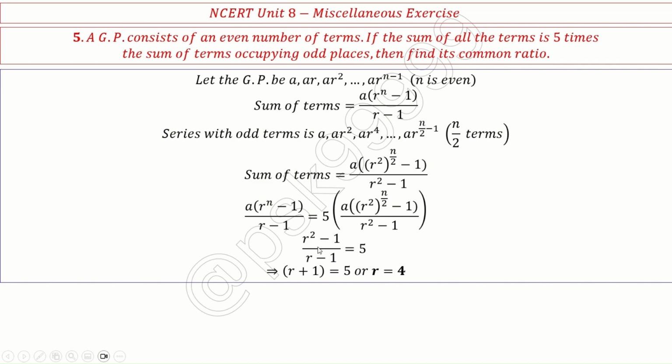If I simplify, this is what I'll get finally. Okay, a gets cancelled. This is r to the power of n minus 1. This is also r to the power of n minus 1. So cancel. So I am left with r square minus 1 divided by r minus 1 equal to 5, which means r equal to 4. Okay, this is the common ratio. Next.